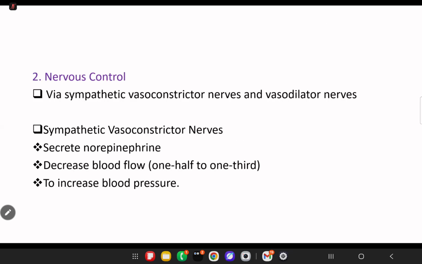Next, you have the nervous control over muscle blood flow. So let's have a look at how our central nervous system will work. In exercise, you have increased sympathetic discharge, and the sympathetic system has vasoconstrictor nerves as well as vasodilator nerves. If you revise it a little bit, sympathetic vasoconstrictor nerves will release noradrenaline or norepinephrine and reduce blood flow by up to 50%. Right? This is basically done to increase your blood pressure.